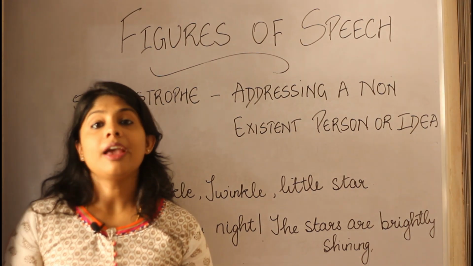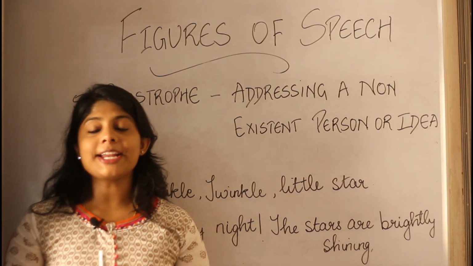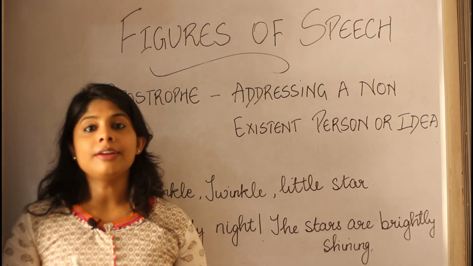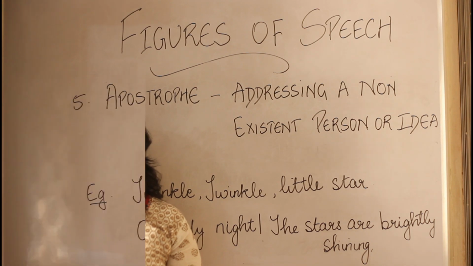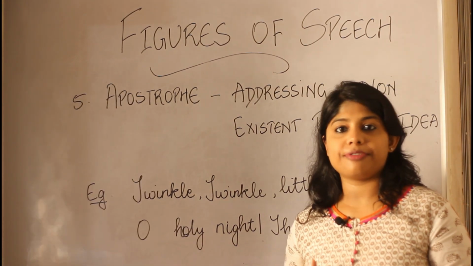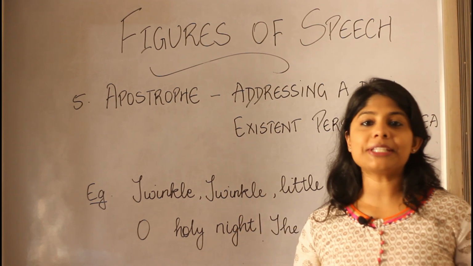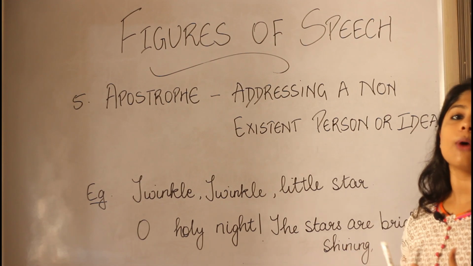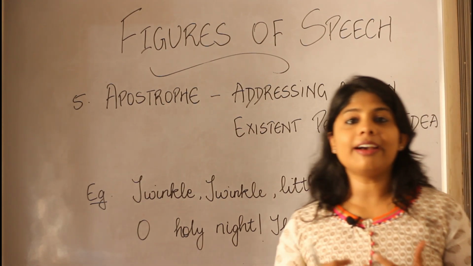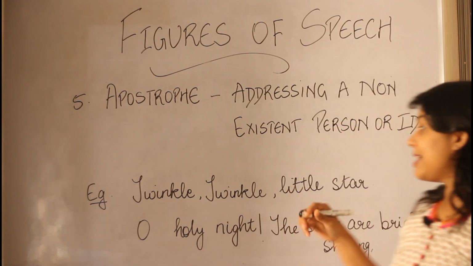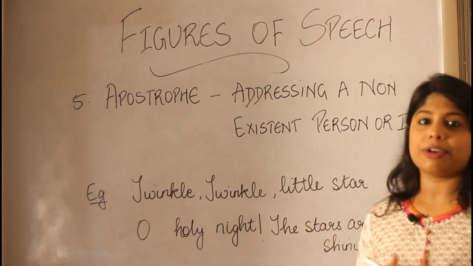An apostrophe involves speaking directly to someone who is non-existent, dead, or an inanimate object. Here are two famous examples of the use of the apostrophe. One, the famous nursery rhyme, "Twinkle, twinkle, little star, how I wonder what you are." Here, the child is talking to the star and it's a clear example of an apostrophe.